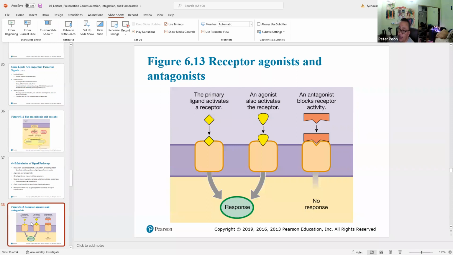Receptor agonists and antagonists. This is incredibly important. It definitely will be on your test. The primary ligand activates the receptor and generates a response. This is normal. There are certain drugs that work as agonists. They also activate the receptor to generate a response. The antagonist blocks the receptor activity and there is no response.